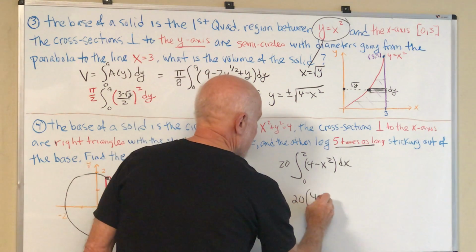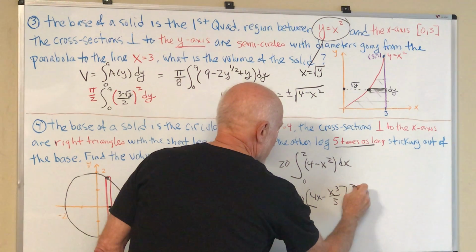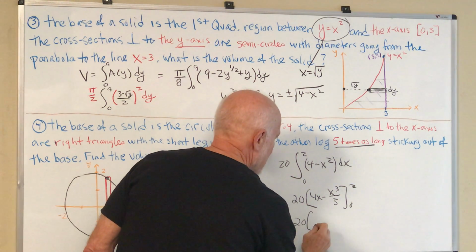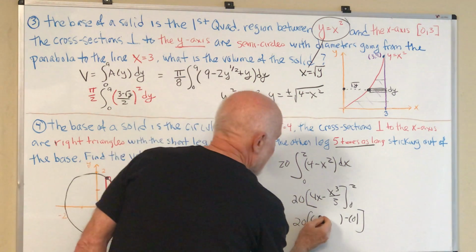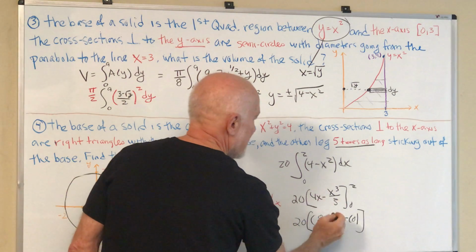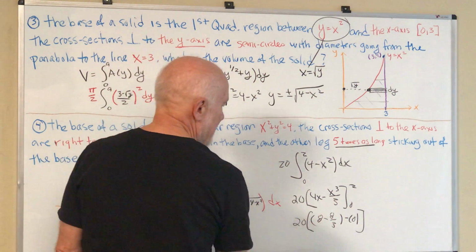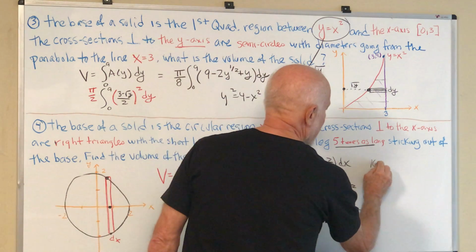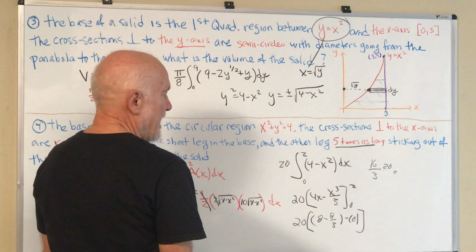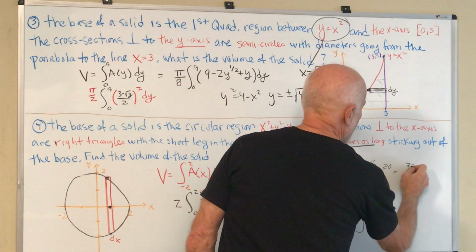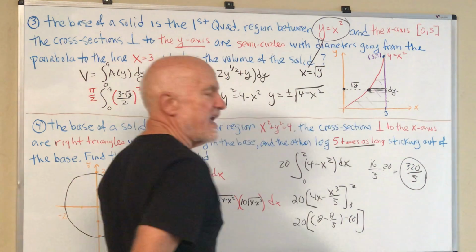So 4x minus x cubed over 3 from 0 to 2. We get nothing from 0, but 2 is going to give us 8 minus 8 thirds. Well, 24 thirds minus 8 thirds is 16 thirds times 20. And so we get 320 thirds cubic units, whatever they happen to be.